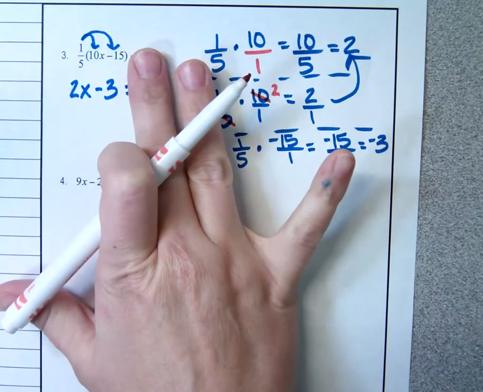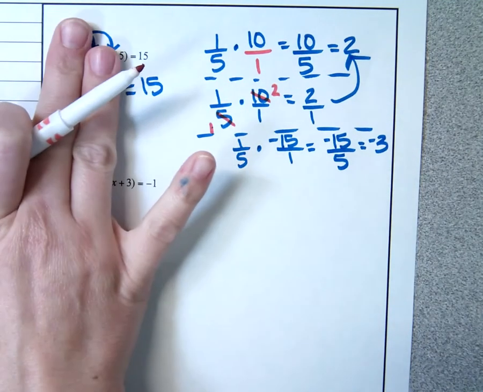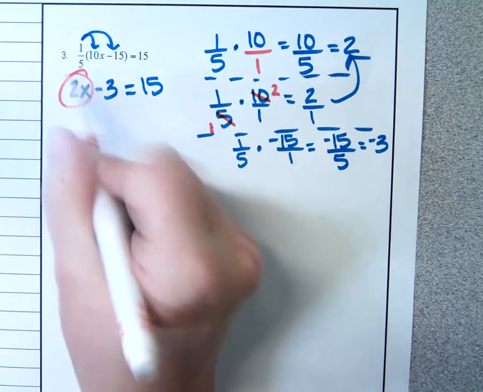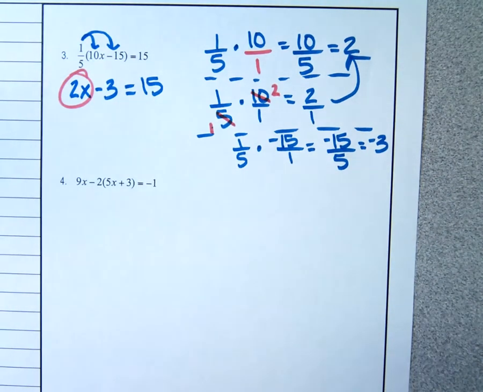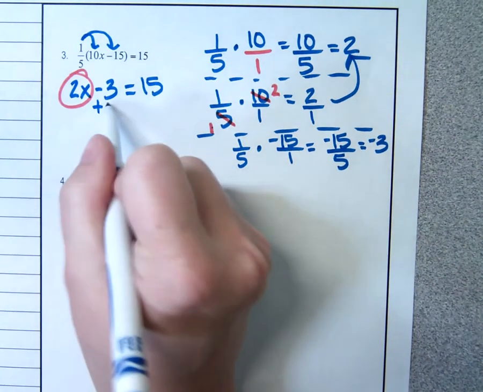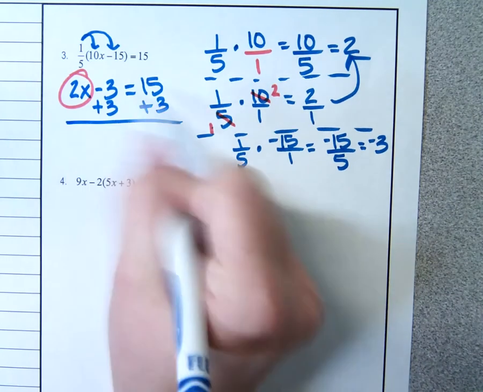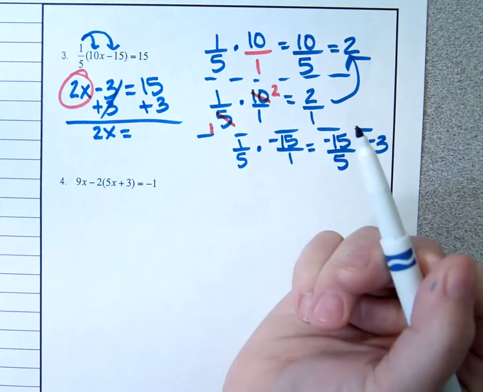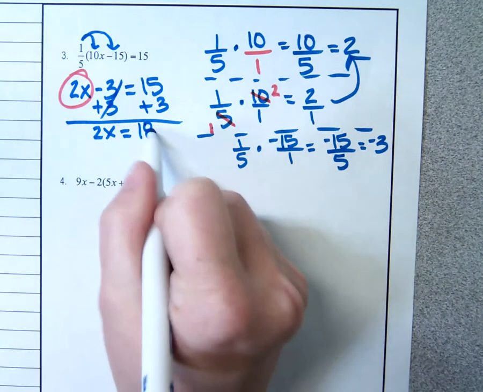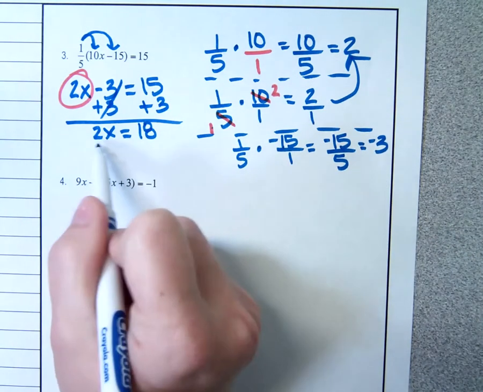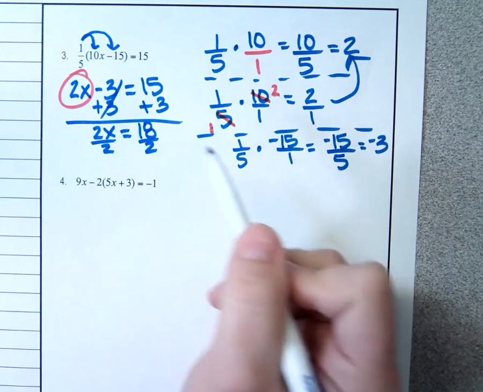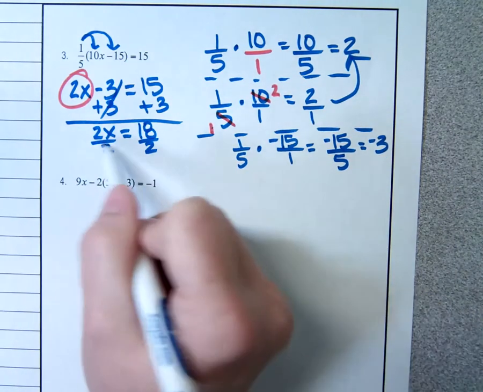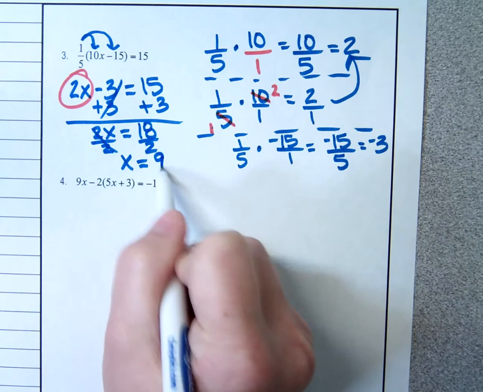Any like terms on the left side of the equals? Nope. Right side? Nope. So let's circle our 2x. What do you do next? Get rid of the minus 3 by adding 3. The 2x drops, the equals drops. 15 plus 3 makes 18. Undo your multiplication, so we divide both sides by 2, and the answer is 9.